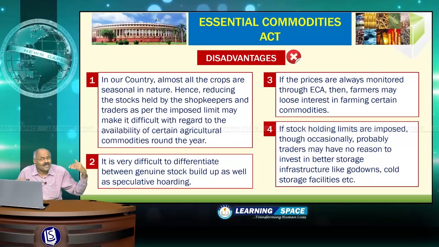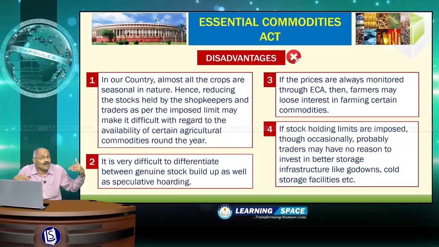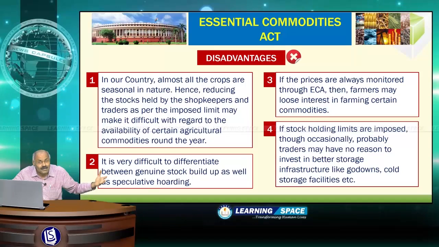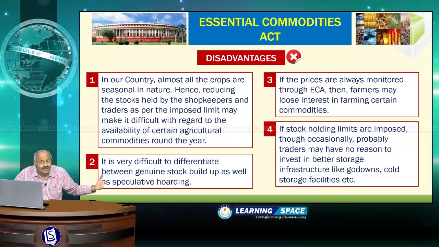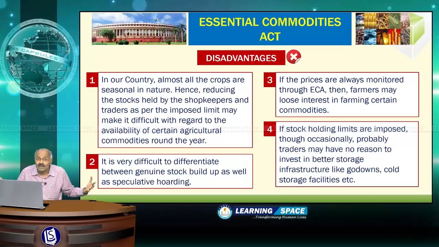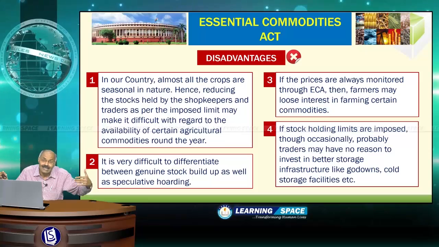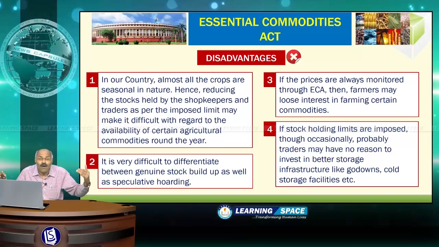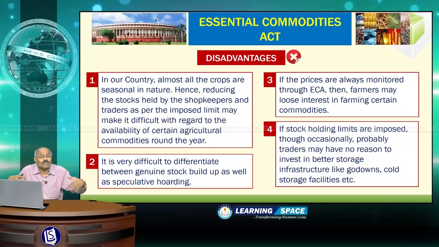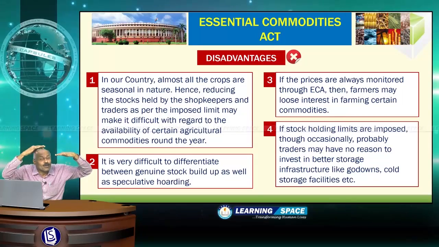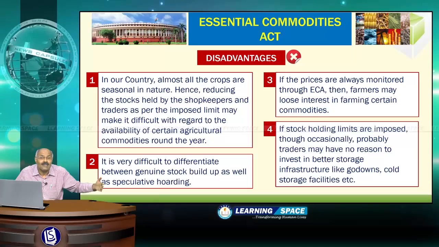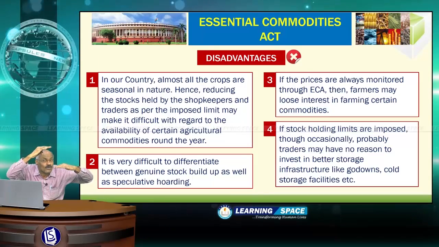The second thing is, if prices are always monitored through the Essential Commodities Act, then what will happen? Farmers will lose interest. Farmers expect good prices, and price movement towards the higher end is normally expected by any businessman or farmer. If stockholding limits and the Essential Commodities Act are imposed quite frequently, farmers may lose interest. The third one is that it is difficult to differentiate between genuine stock requirement and speculative hoarding. In our country, some good persons will definitely be there, and it is very difficult to distinguish between genuine stockholding and speculative hoarding.